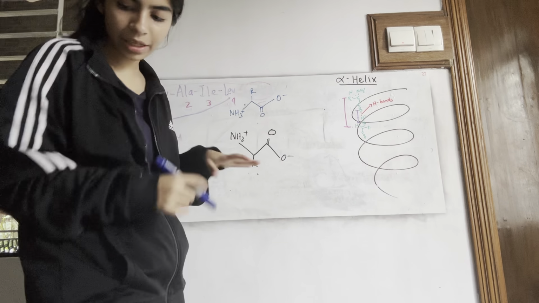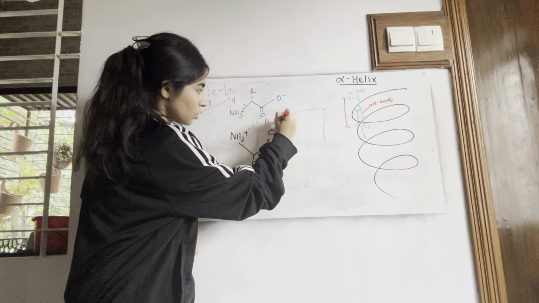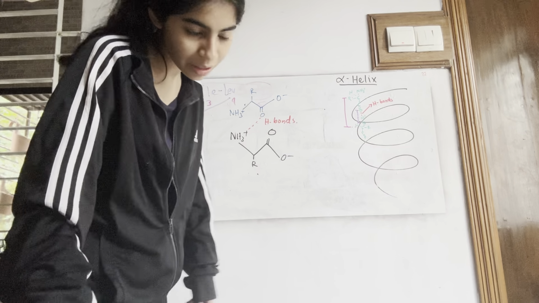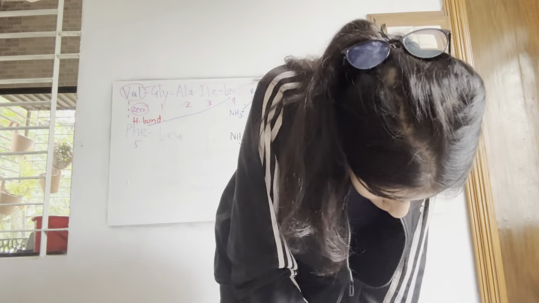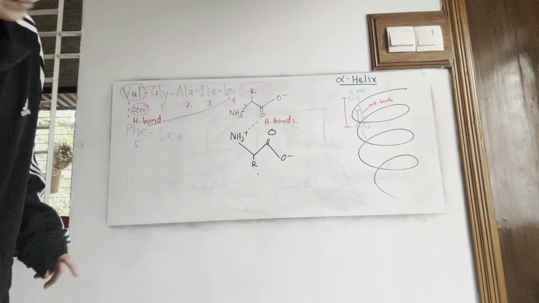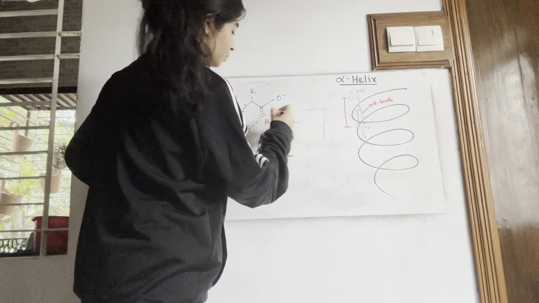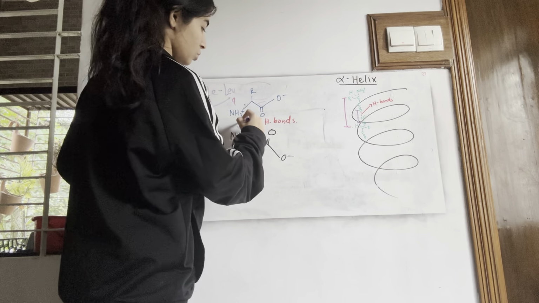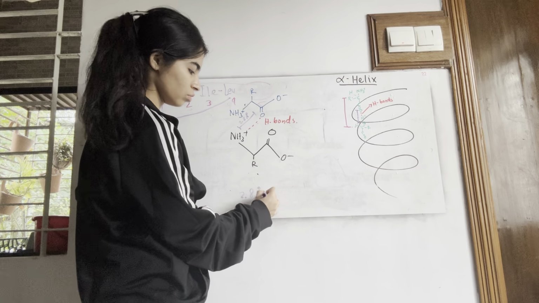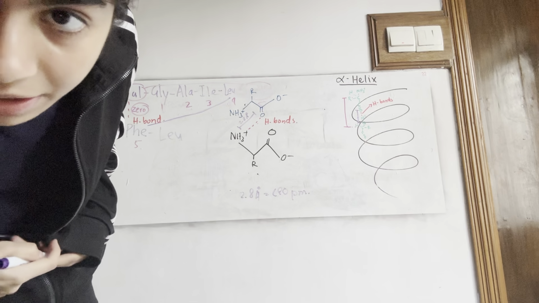So you see this O here will form hydrogen bonds with this. And what is the distance between them, people? Even I don't know, so we're just going to look at the book. 2.8 angstrom. That means 280 ppm. Okay, yeah, this is the one I used. 2.8 angstrom also means 280 ppm. I hope you can see that.